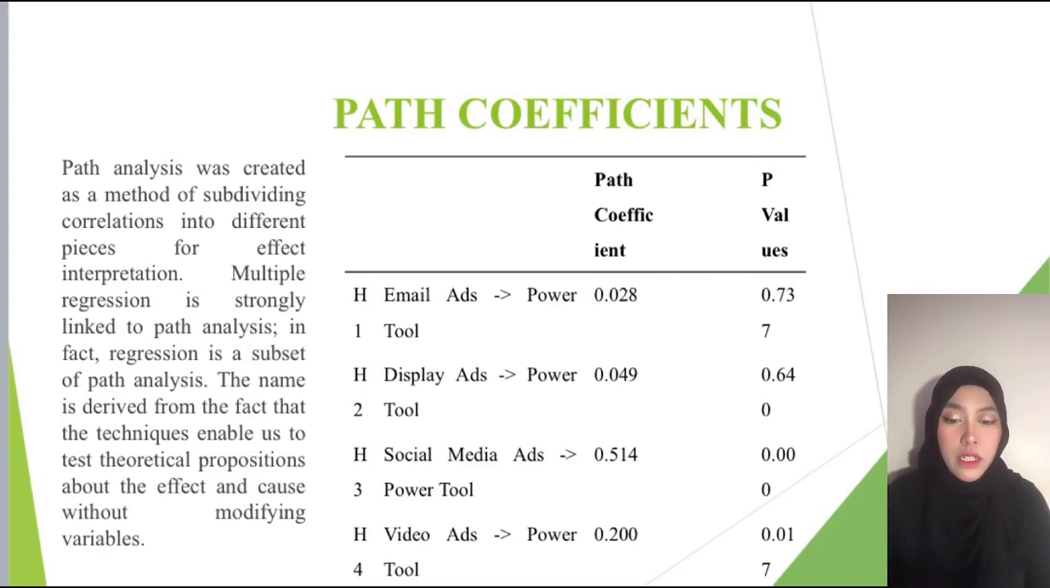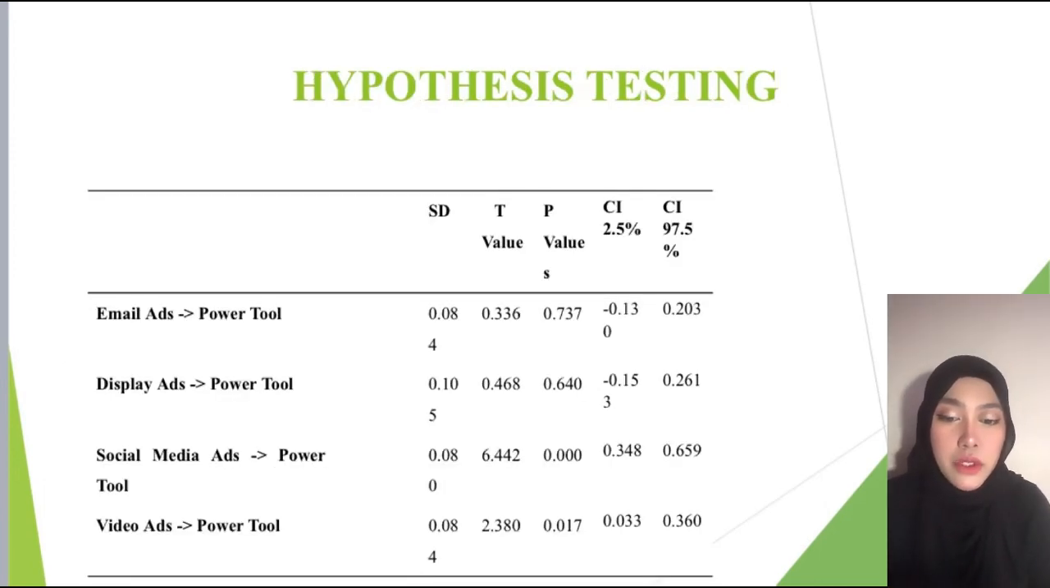As we can see for hypotheses 1, 2, 3, and 4, the p-values are 0.737 for H1, 0.640 for H2, 0.00 for H3, and 0.17 for H4. So the table shows that the hypothesis testing was recorded.